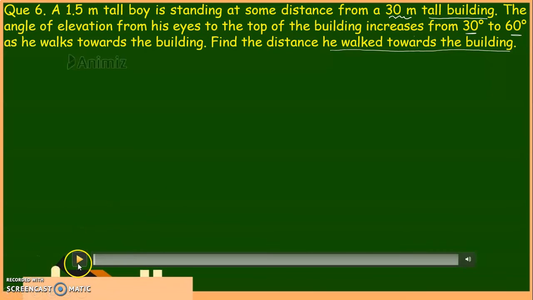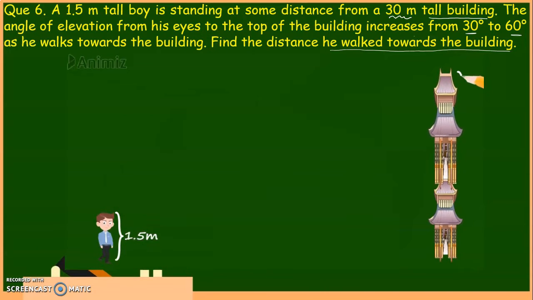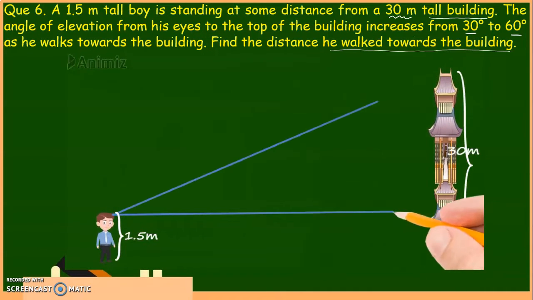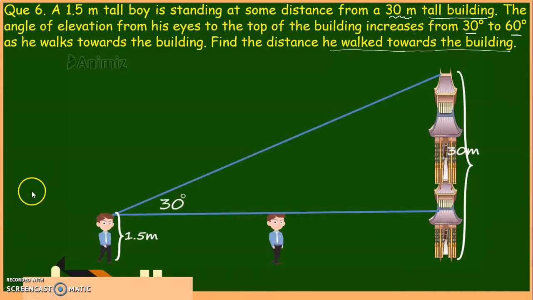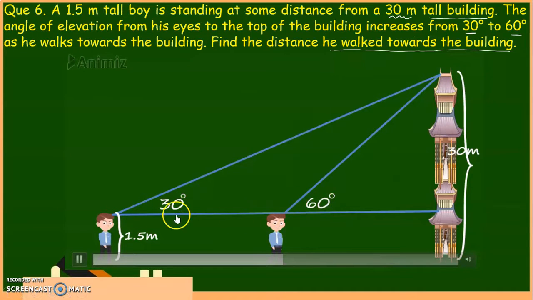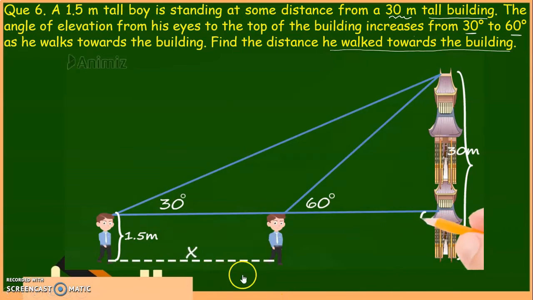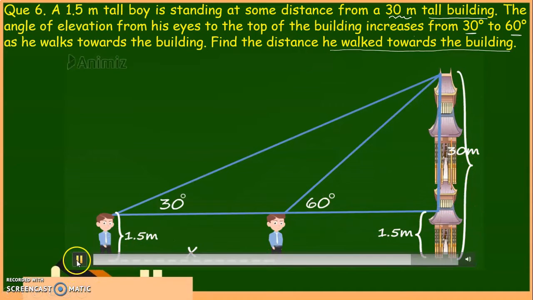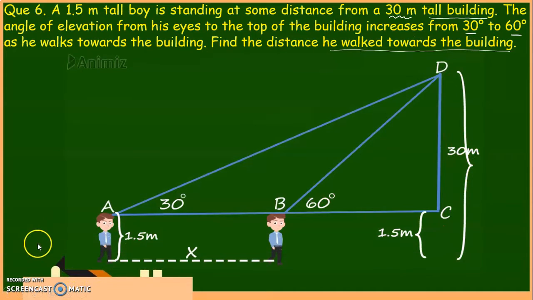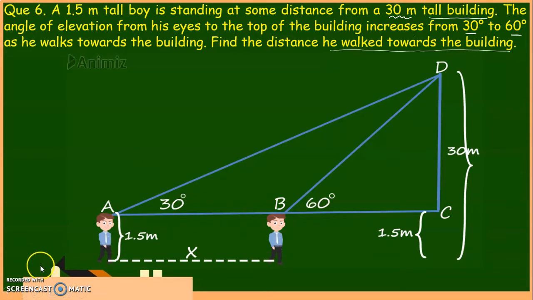So let's see this situation. Here we have the boy, 1.5 meters in height, and he is walking toward the building which is 30 meters tall, and the angle of elevation is changed from 30 to 60 degrees as he walked toward the building. Here we want to find out the distance traveled by this boy. This distance we need to find. So this is the figure we have, and here we want to find the distance between A and B, right? So let's consider this figure and solve this question.